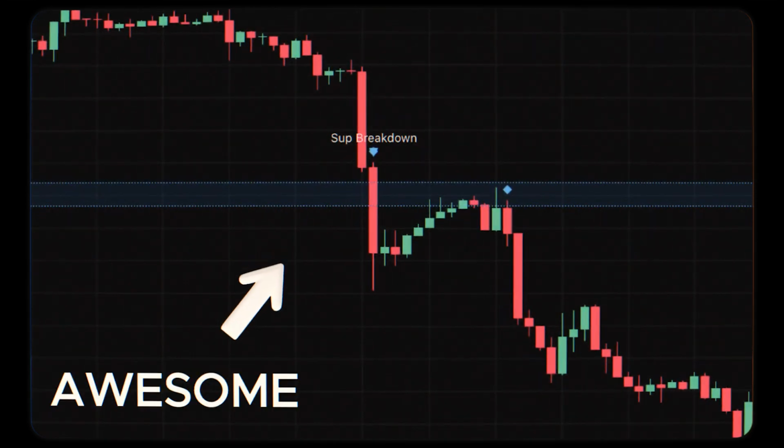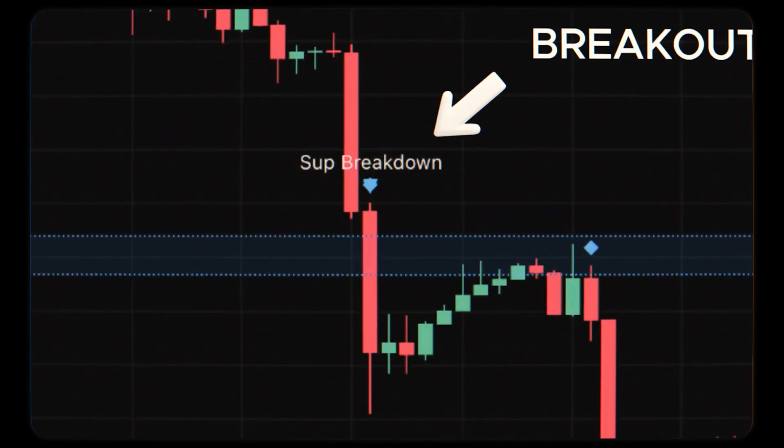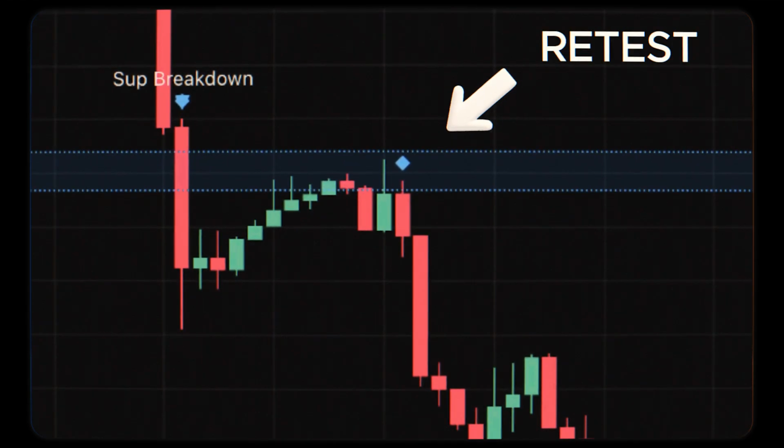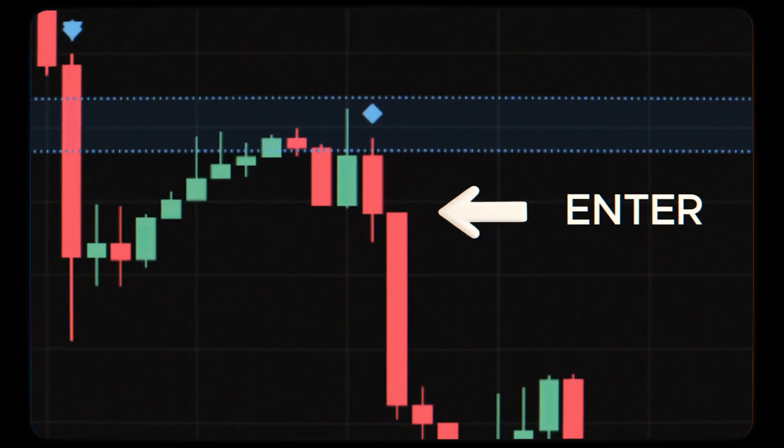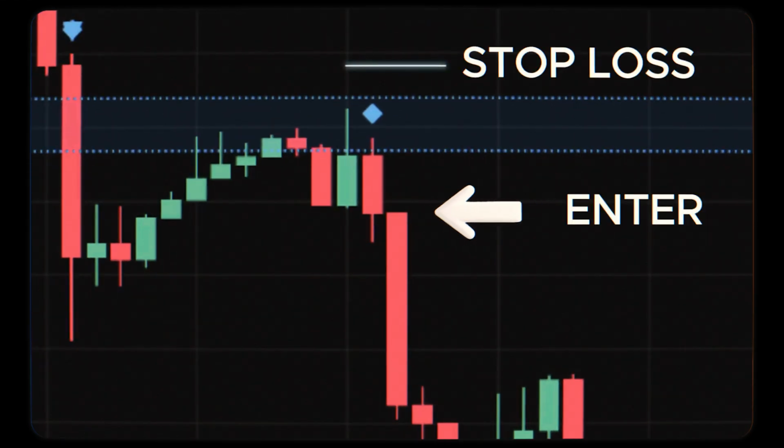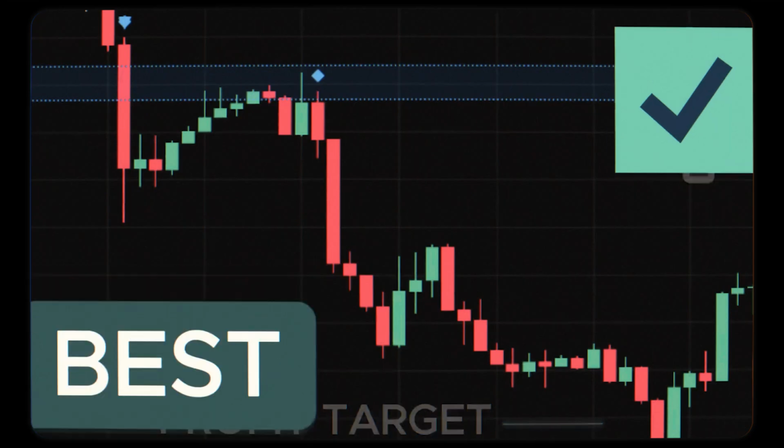This indicator is awesome. Here it gave a breakout signal, and then here it gave a retest signal, so we could enter a trade here, stop loss here, and profit target here. This indicator is the best. Just make sure you watch this video until the end, and let's get started.